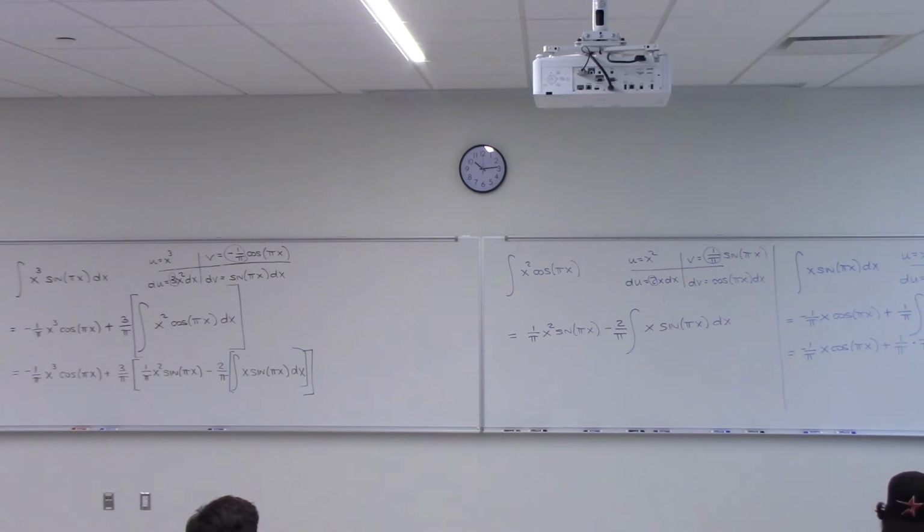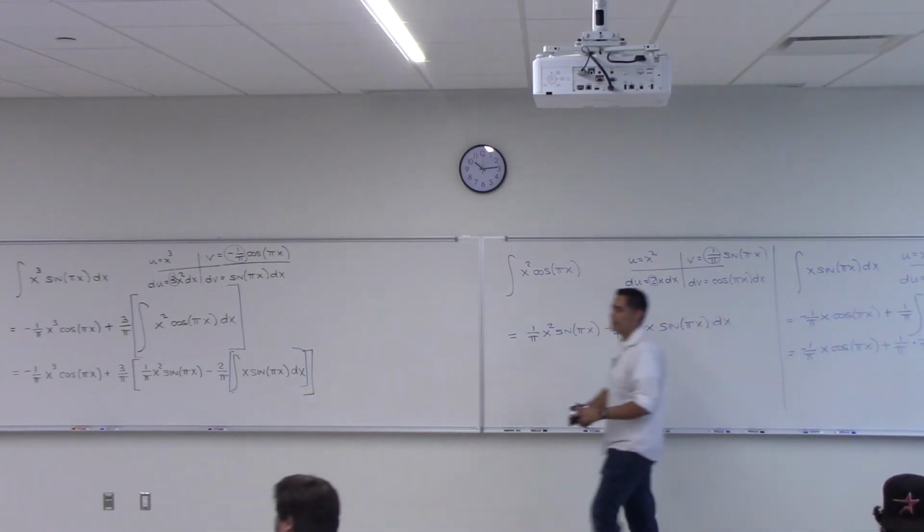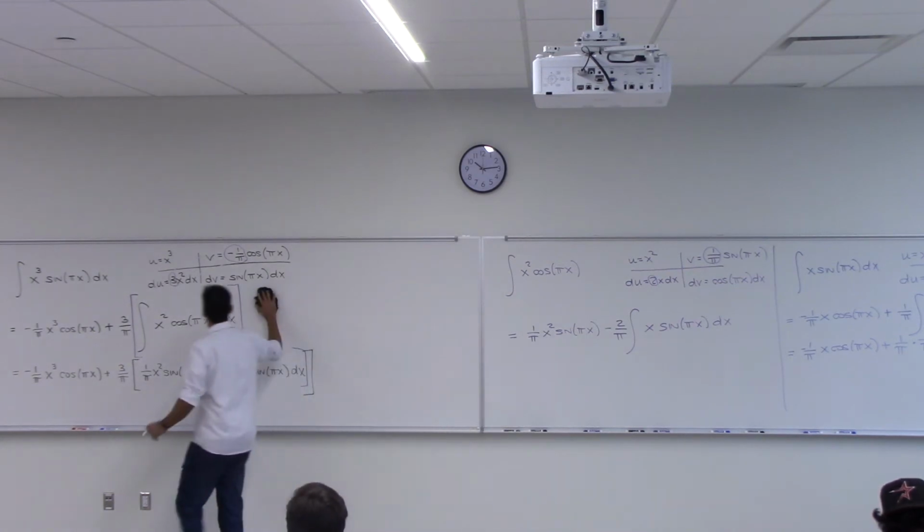The antiderivative of cosine pi x is 1 over pi sine of pi x, but we already had a 1 over pi out there. Do we ever need to distribute this? We're going to distribute all this out. Yep.